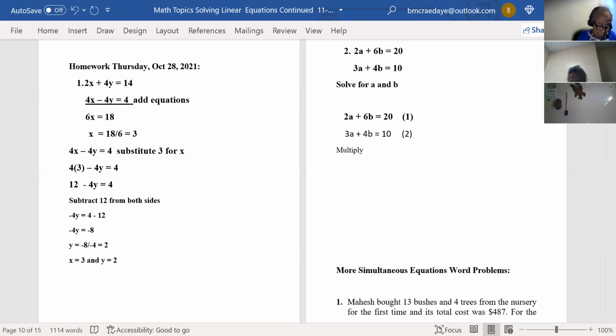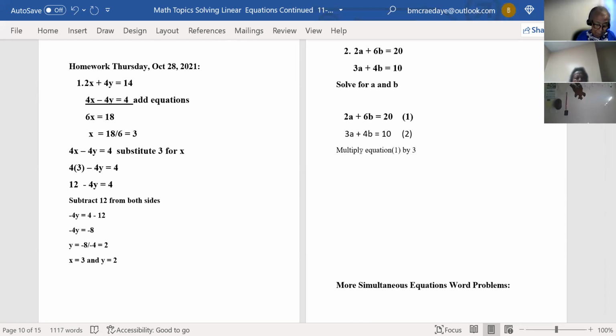equation 1, the entire equation, by 3. Multiply equation 2 by what? What would I multiply equation 2 by? I'm trying to get 6a. What would I have to multiply this equation 2 by to get 6a?